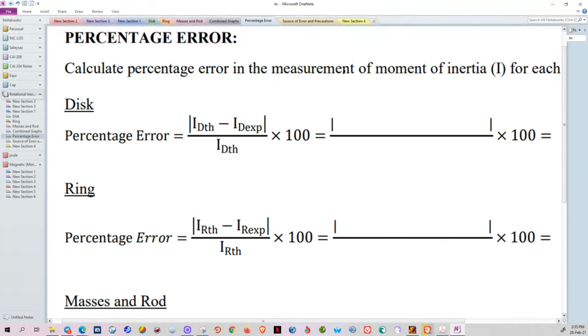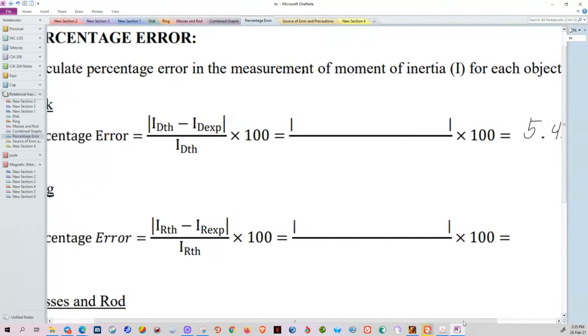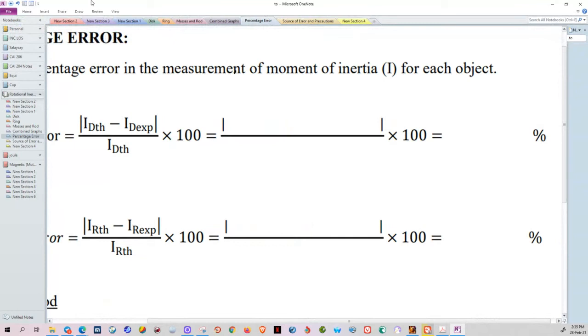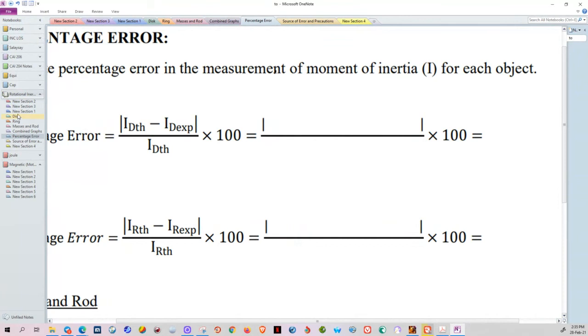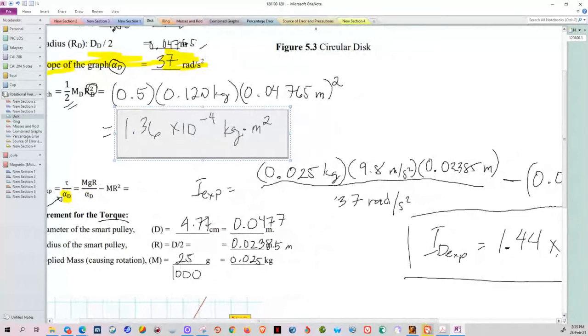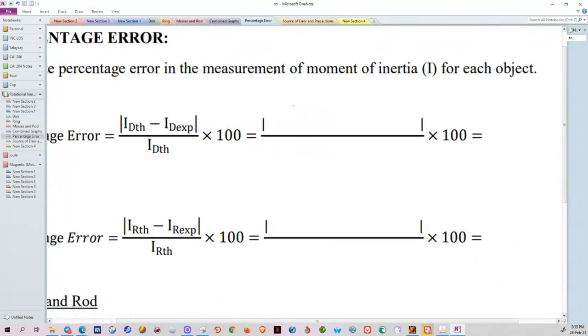Theory minus experiment divided by theory multiply 100%. You already saw the answer, I will just erase it, and you can just calculate it again. What is the inertia by theory for our disk? 1.36. The inertia by experiment? 1.44. We can remove times 10 minus 4 and the unit for the percentage error because they will just cancel. Let's go back to the percentage error. Absolute value means the answer is always positive. So 1.36 minus 1.44 over 1.36 multiply 100%.